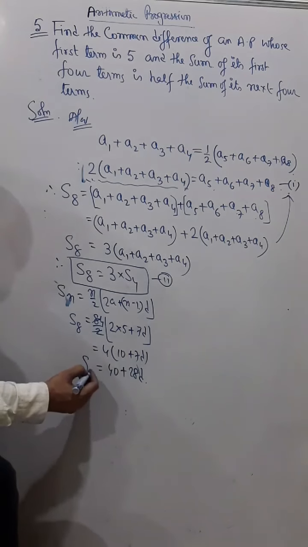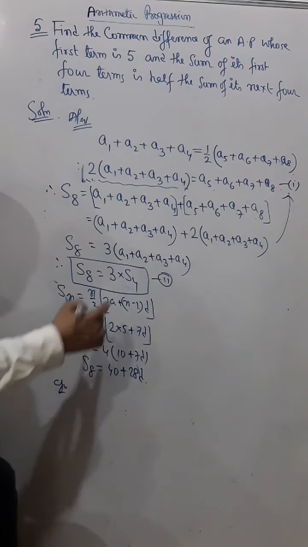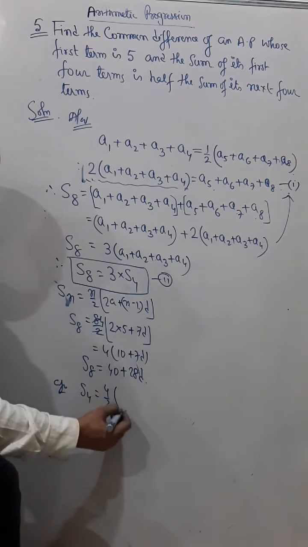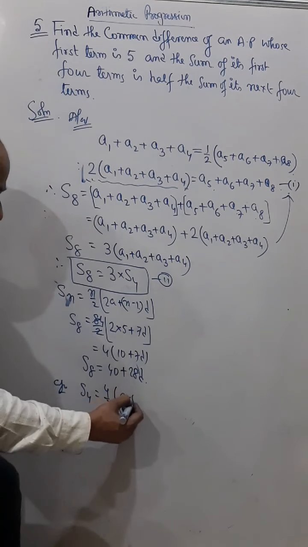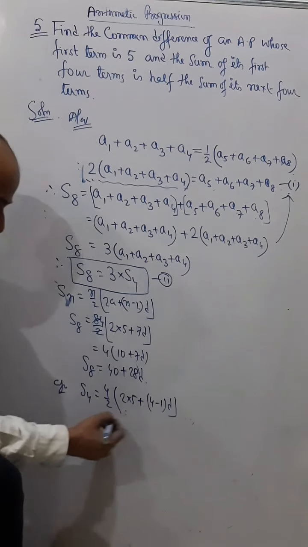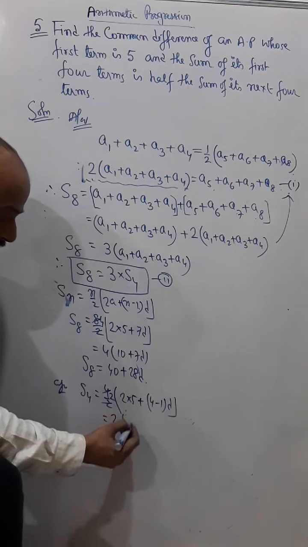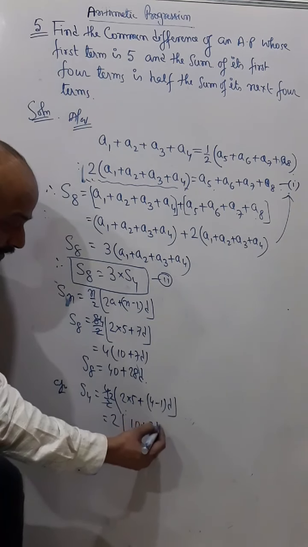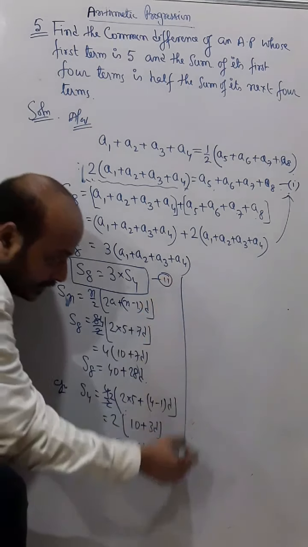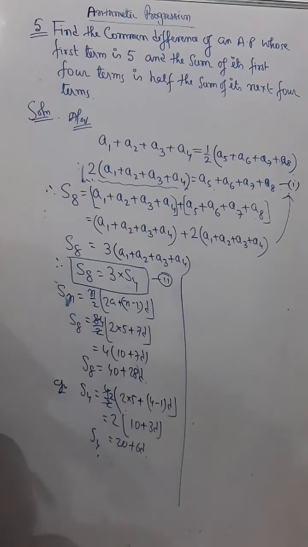So this is S8. And now again, what will be my S4? S4 will be 4 by 2, again 2 into 5, and then 4 minus 1 into D. So we are getting 2 into 10 plus 3D. We are getting 20 plus 6D. So this is S4. Okay, understand?